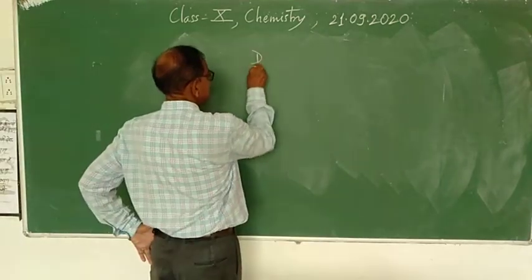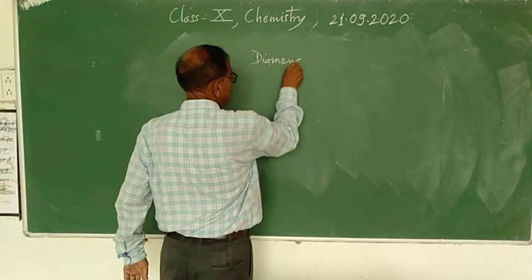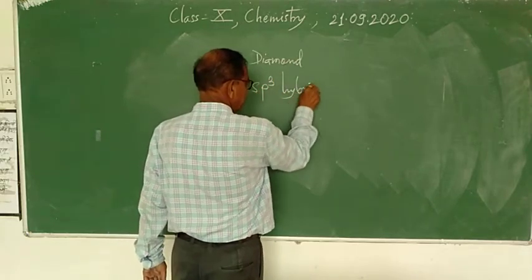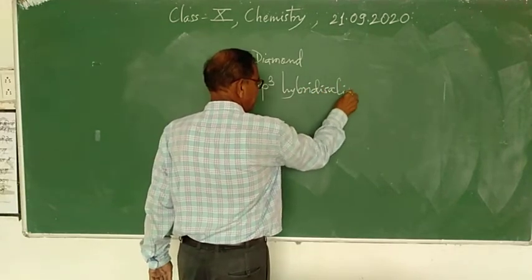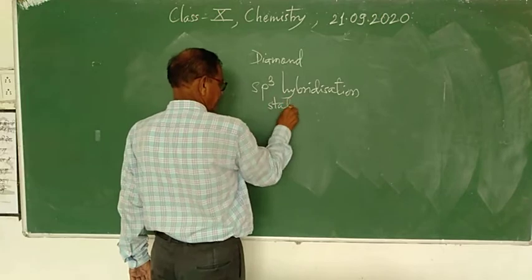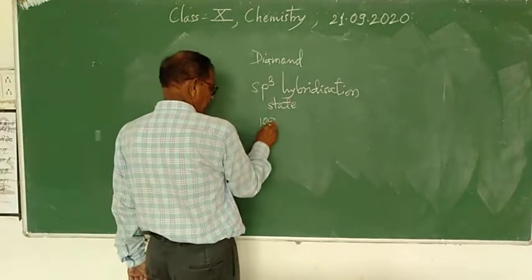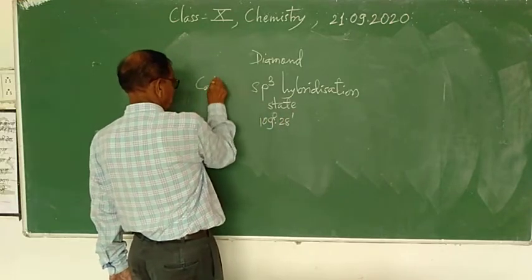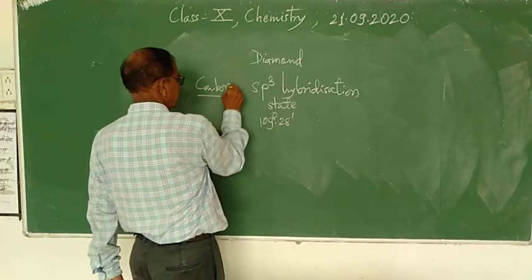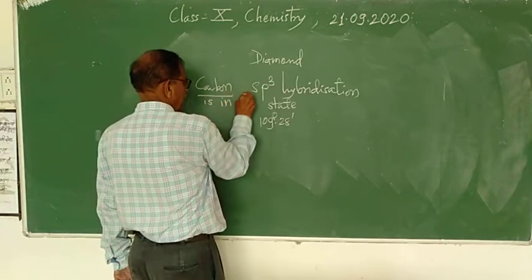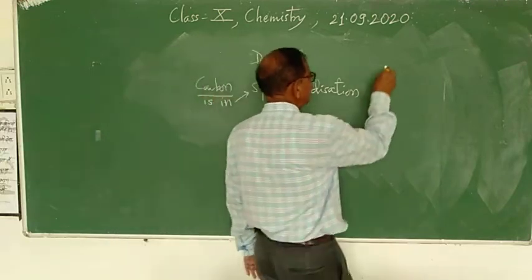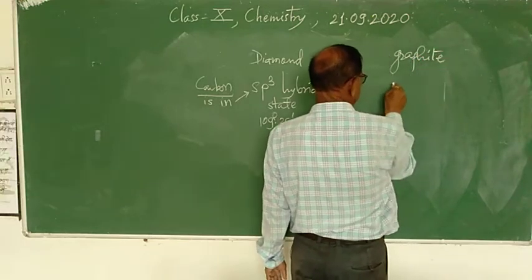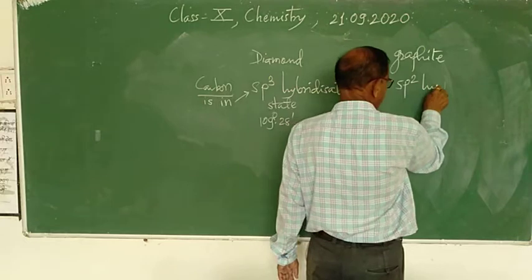Now the reason is that in case of diamond, the carbon atom is in sp3 hybridization state, where the bond angle is 109 degrees 28 minutes. So carbon is in sp3 hybridization state. In graphite, the carbon atom is in sp2 hybridization state.